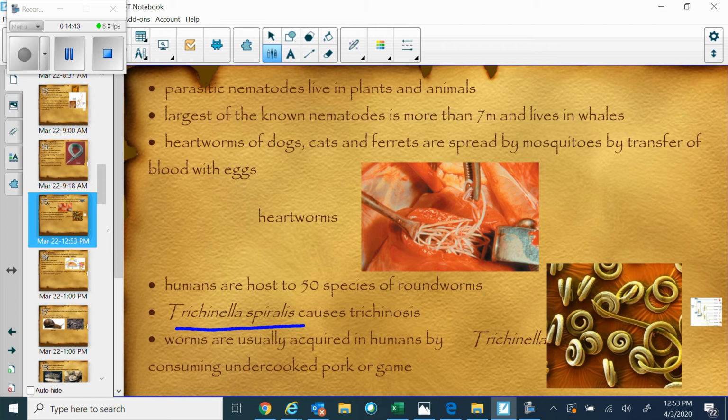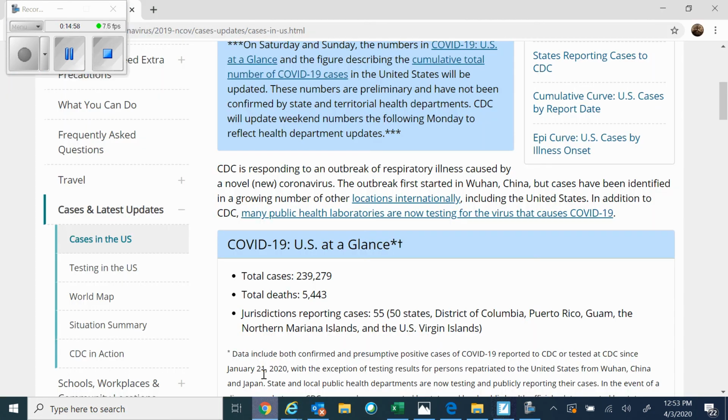Trichinella is something I believe that we can pick up in our food. It might be from pigs. We have to look at that one. And then worms and humans, undercooked pork or game. Let's look up trichinella as we come to a close on this one. Trichinella.